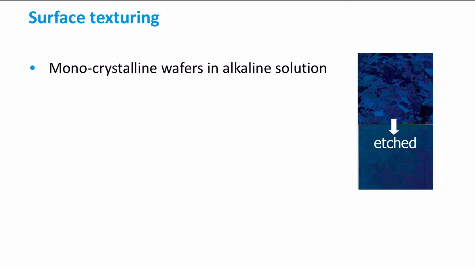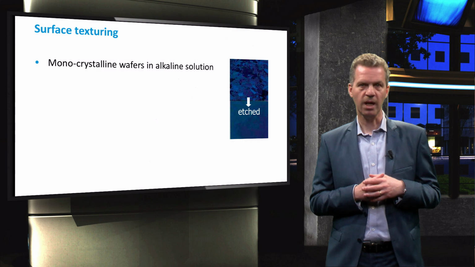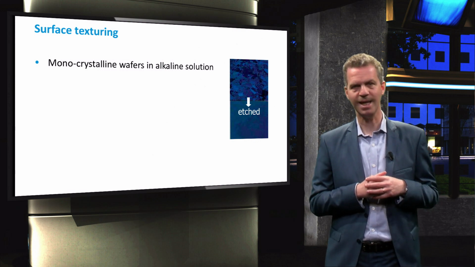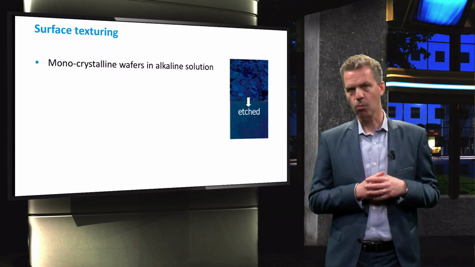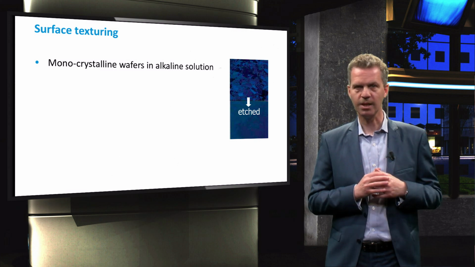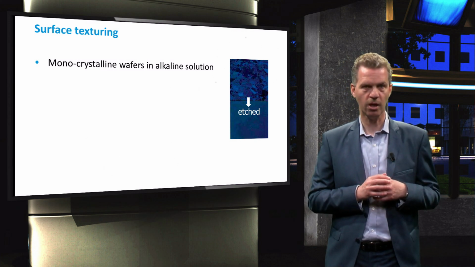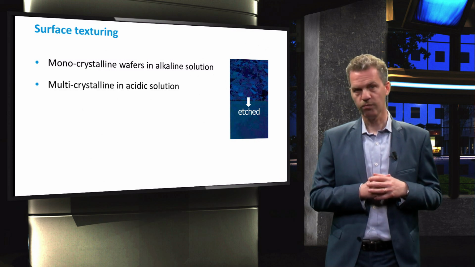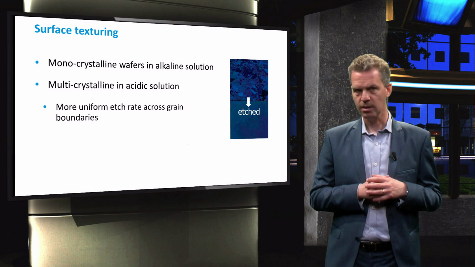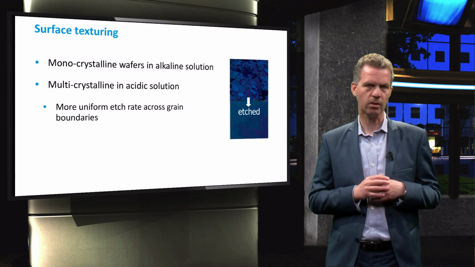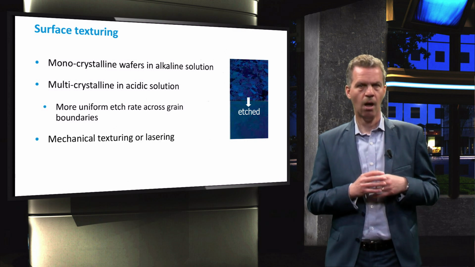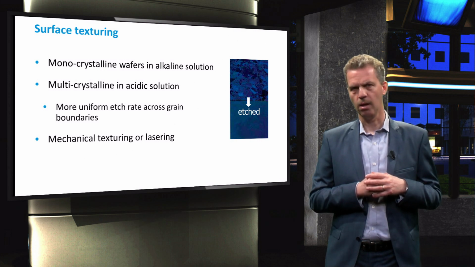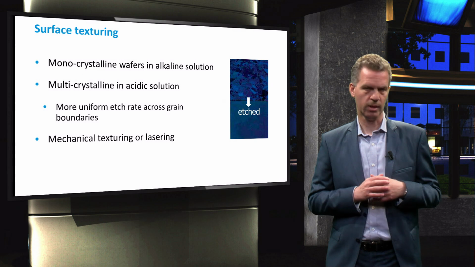A surface texture on monocrystalline silicon wafers is obtained by using a strong alkaline solution and submerging the wafers for a set amount of time. The solution will etch away material such that it will get a dull appearance, resulting from a reduction in reflectivity of the surface. An acidic solution is used for multicrystalline silicon, as this will result in a more uniform etch rate across the grain boundaries. Multicrystalline silicon wafers are also commonly textured with a mechanical process or by lasering.